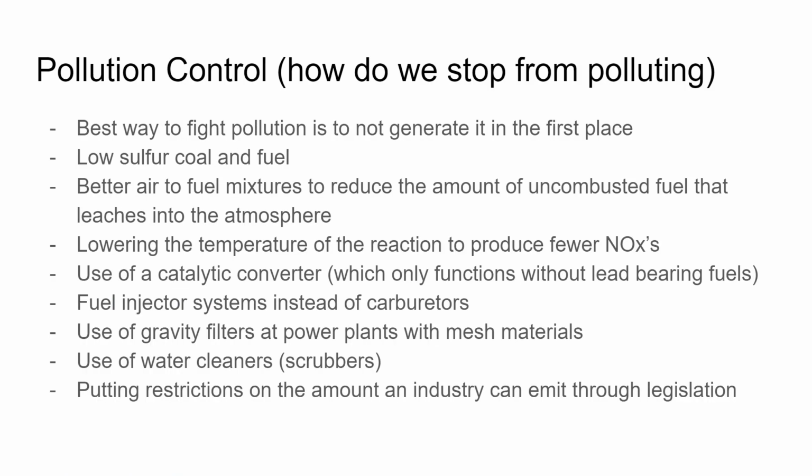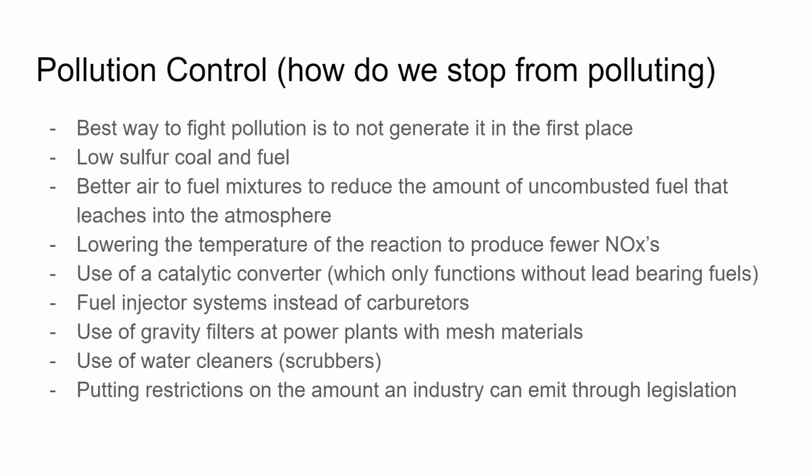So the question really, I think that we have to ask ourselves at the end of all this is what do we do to control this pollution? The best way to stop pollution is to not generate it. Stopping the point of pollution is the main goal. That can be achieved through ultra low sulfur fuels, as we talked about. Better air to fuel mixtures. So if a car is running too lean, you can change that air mixture ratio. Lowering the temperature of reactions to produce fewer NOx. So if you have a car that runs cooler, it produces fewer pollutants.